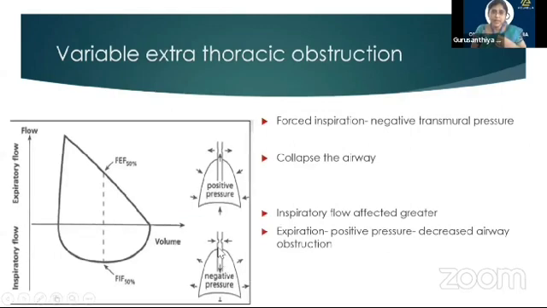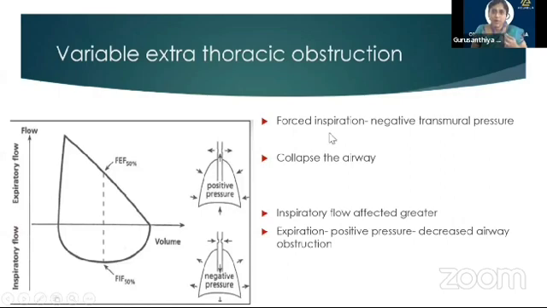In this case, the obstruction is extrathoracic. Whatever positive pressure you develop within the lungs is not going to obstruct the flow in expiration, because the obstruction is not inside the thorax and is not going to affect the expiration. So the expiration is not going to be a problem because it is outside the thorax.